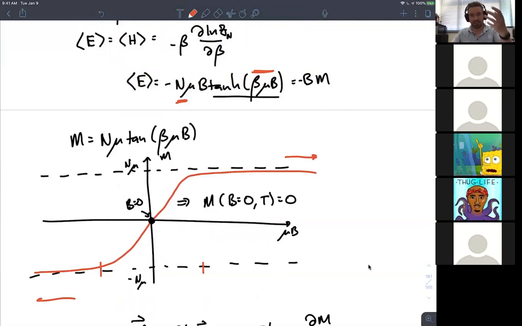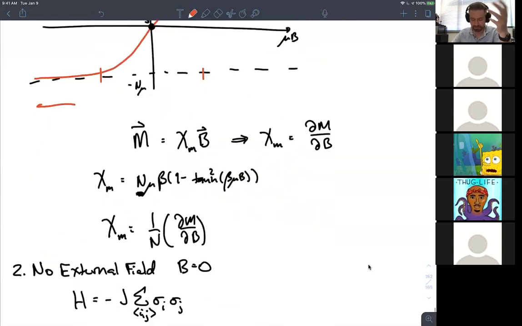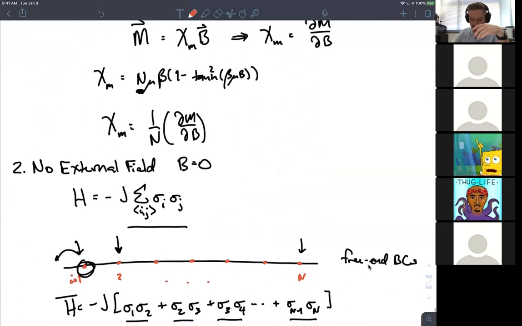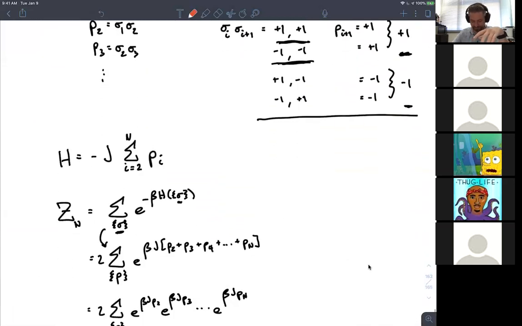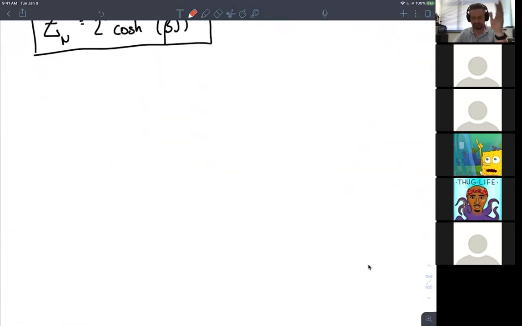So that's it. So zero external field, or excuse me, zero interaction, you get one result that looks like this tanh. Zero external field, only interaction, you get the same result. The only difference is that the argument is beta j instead of beta mu b. Otherwise, the behavior is exactly identical.